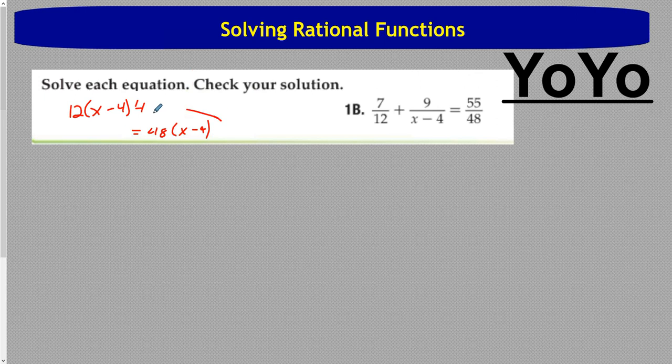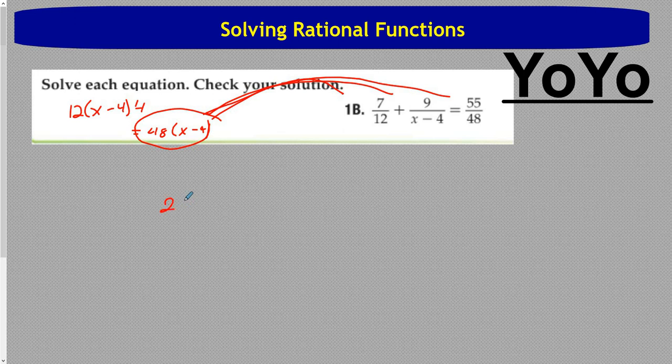So when I multiply this by each one of these fractions, the denominator will go away, and I will be left with the numerator multiplied by a new factor. So 48 and 12 goes into 48 4 times. So I'm really multiplying 7 by 4 times x minus 4. So 4 times 7 is 28 x minus 4. The x minus 4s will cancel here.